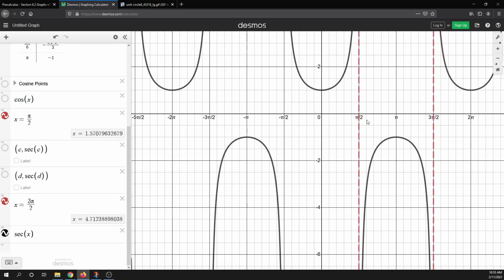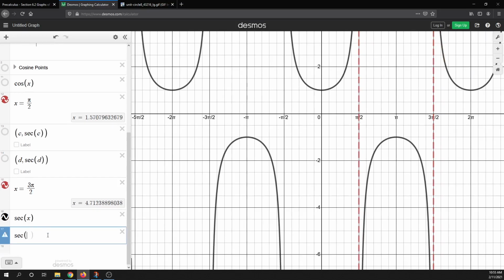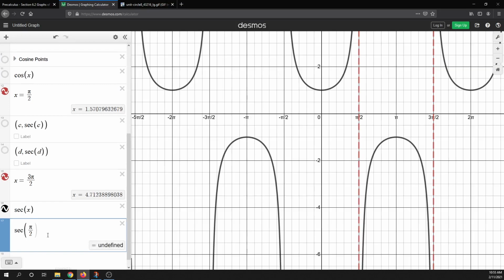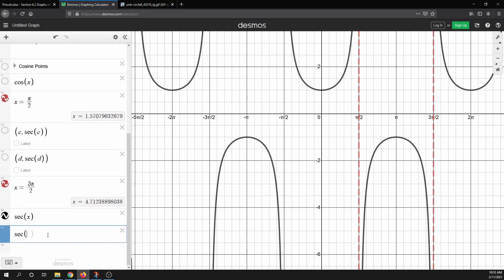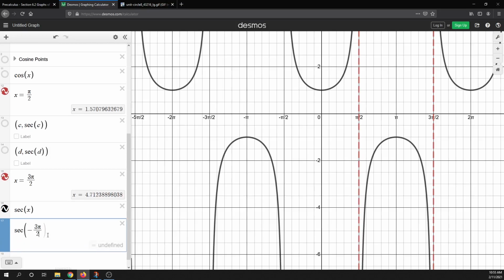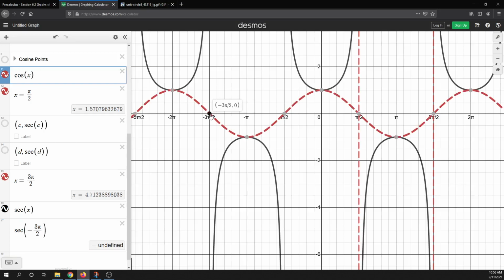So those will all be places where the secant function is undefined. If I try to take the secant of pi over 2, I'm going to get undefined, or if you're on your calculator, you'll get an error. Or if I try to take the secant of minus 3 pi over 2, again, you're going to get an error. Those are not numbers where it's defined. And they happen to be the same places where the cosine function is equal to 0. So wherever the cosine function crosses the x-axis, that's at the odd multiples of pi over 2, that's where you're going to have a number that's not in the domain of the secant function.